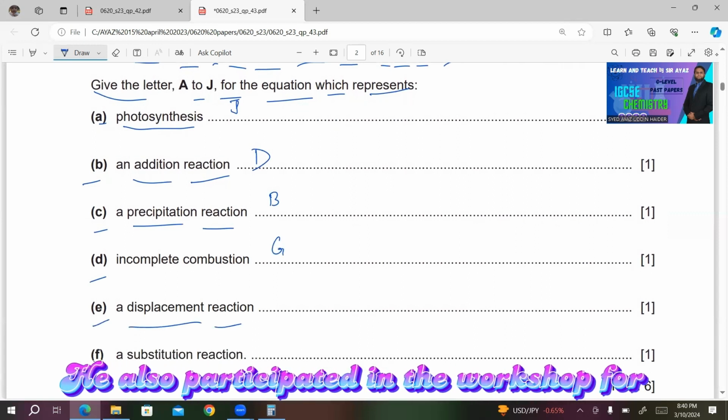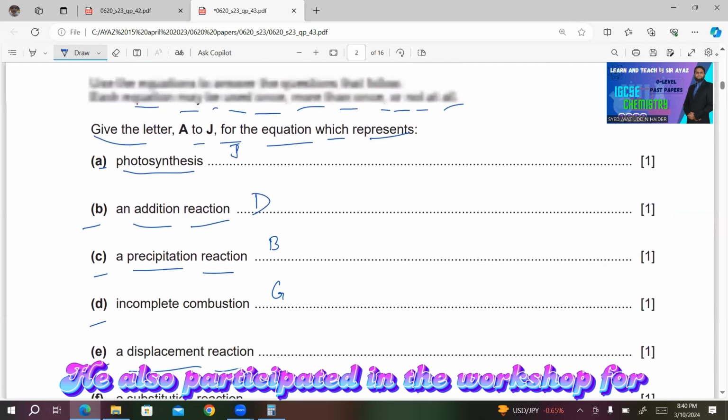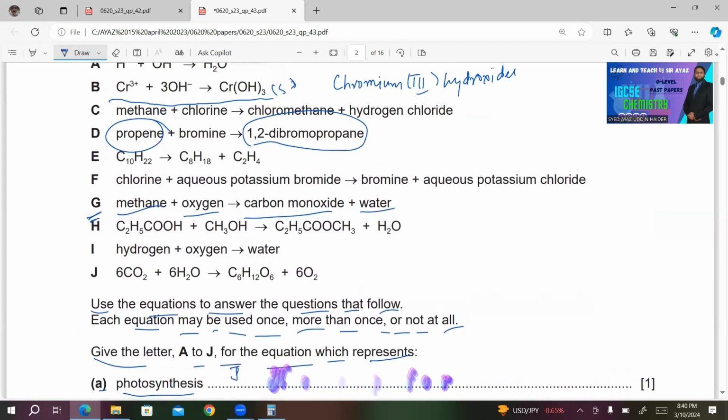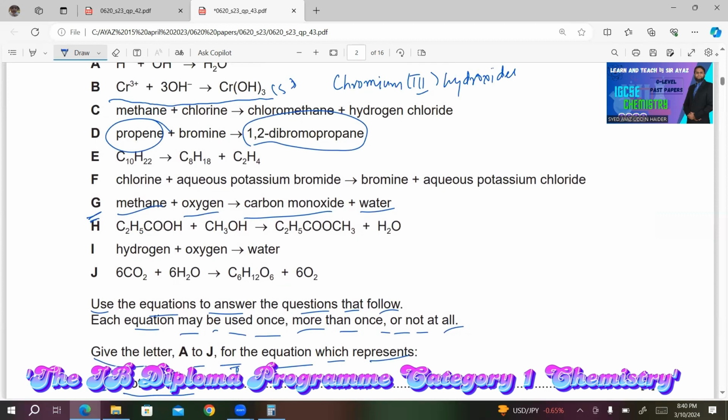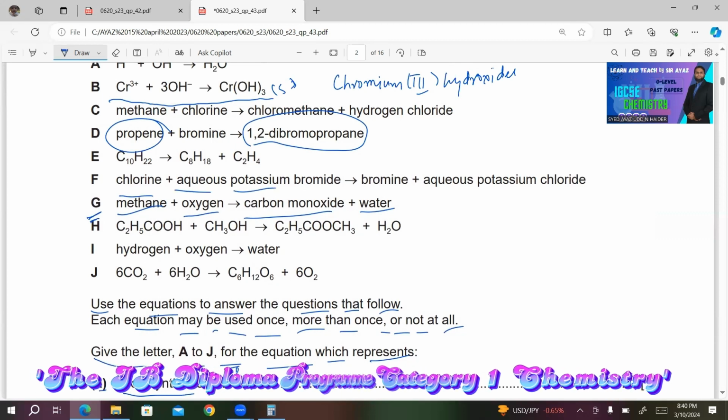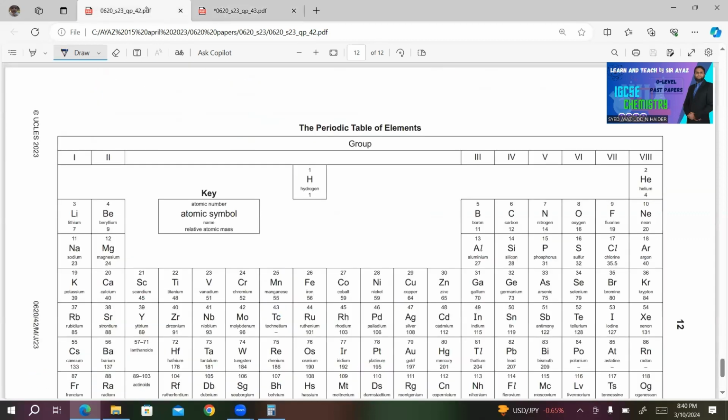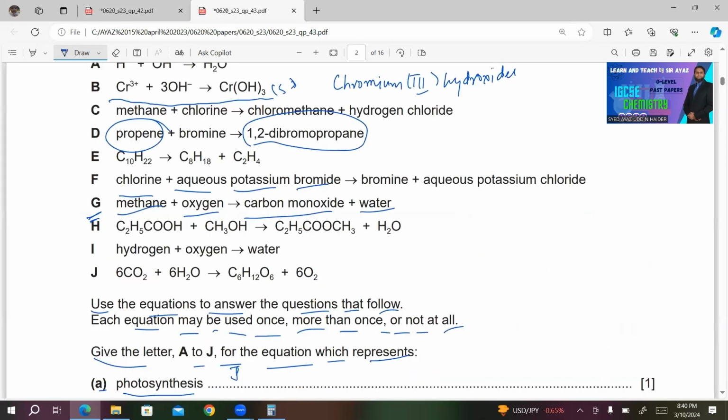E, a displacement reaction. A displacement reaction involves the reaction between a highly reactive element with the compound of the less reactive element. So in F, you can see there's a reaction between chlorine and aqueous potassium bromide. Look at the position of chlorine and bromine. Here they are in group 7. In group 7, the trend is reactivity decreases down the group, which means the halogens at the top will be able to displace the halogens below them from their compounds. Here they are asking about chlorine and the compound of bromine. So definitely this will be the right answer for this, F.